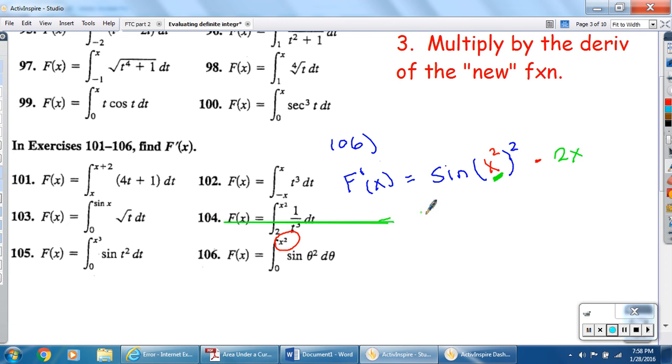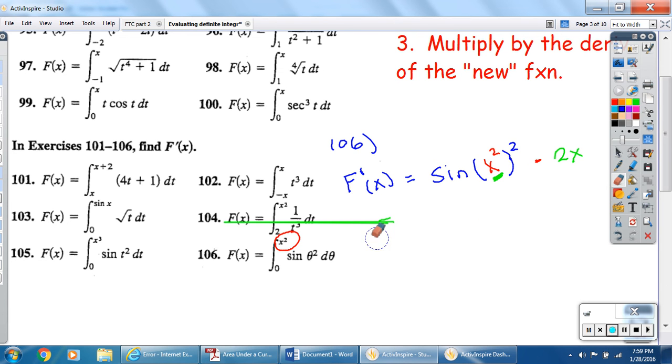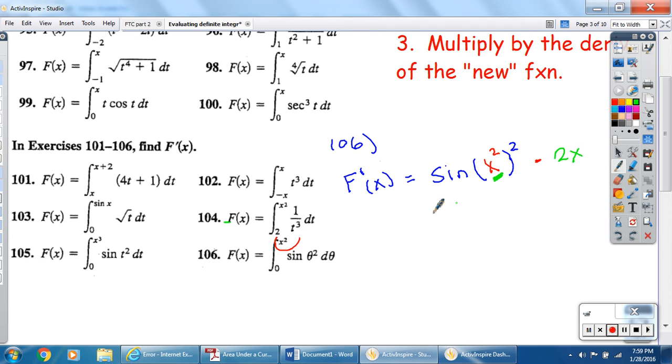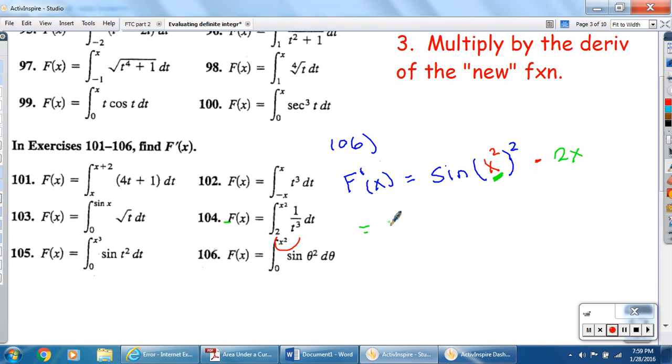So cleaning that up, I'm going to put my 2x in front. So I have 2x sine x to the 4th power. Power to a power you multiply. Now I'm going to find the second derivative.